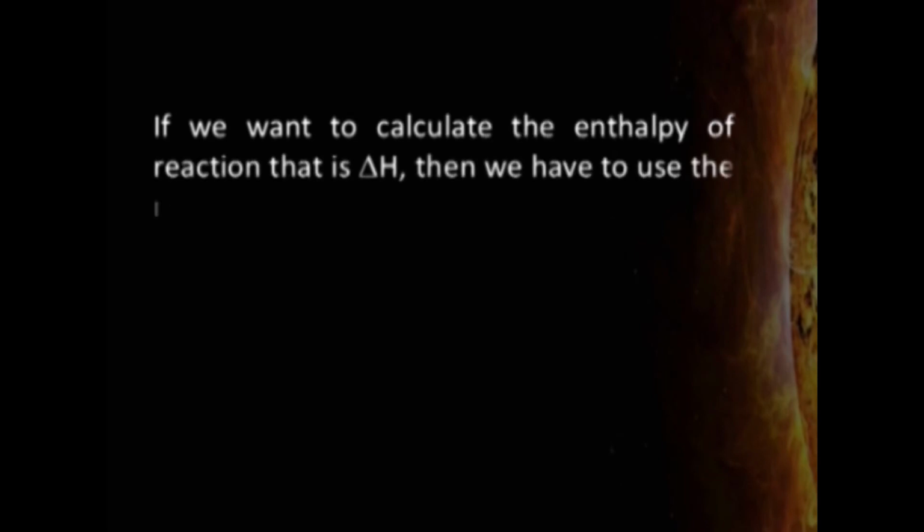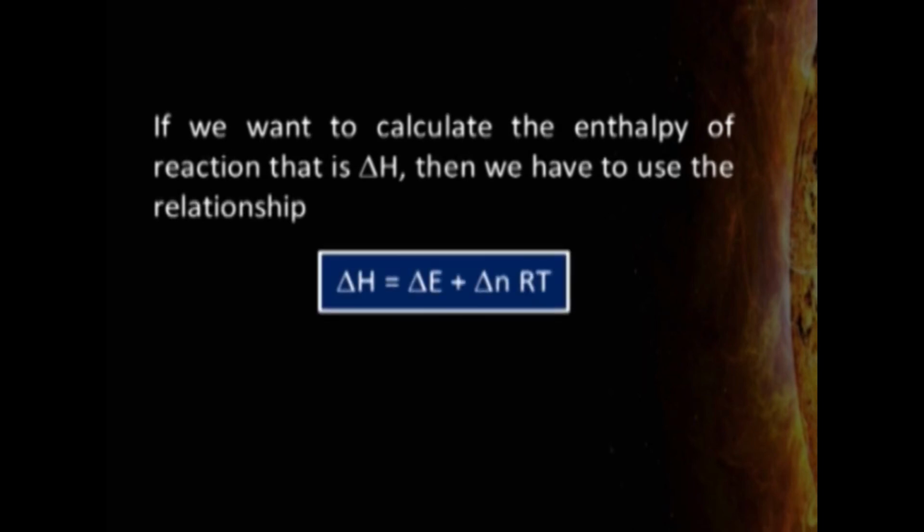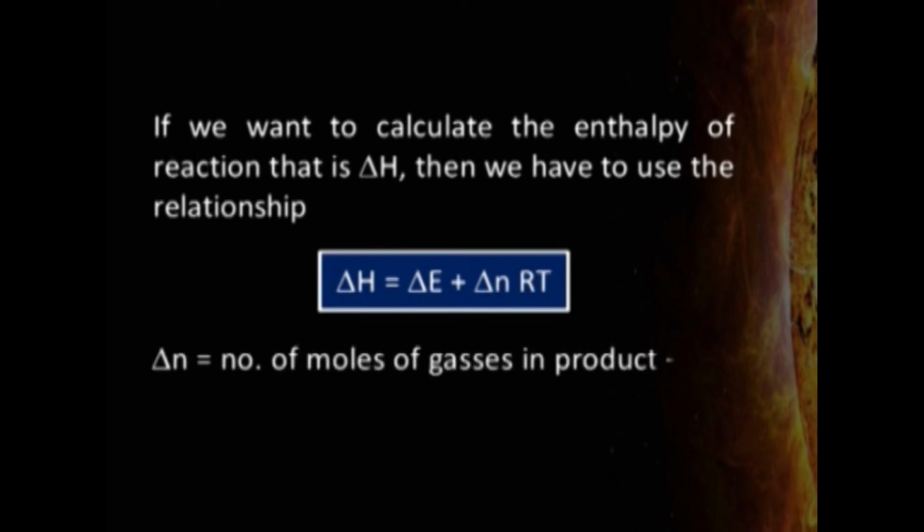As this heat of combustion is found at constant volume, it is equal to delta E. If we want to calculate the enthalpy of reaction, that is delta H, then we have to use the relationship delta H is equal to delta E plus delta n RT, where delta n is the change in number of moles of gases, that is, number of moles of gases in products minus number of moles of gases in reactants.